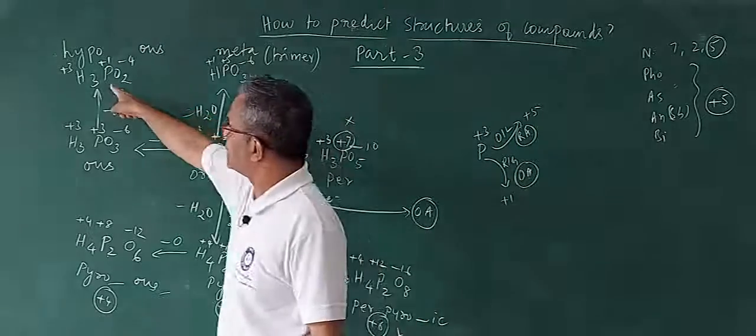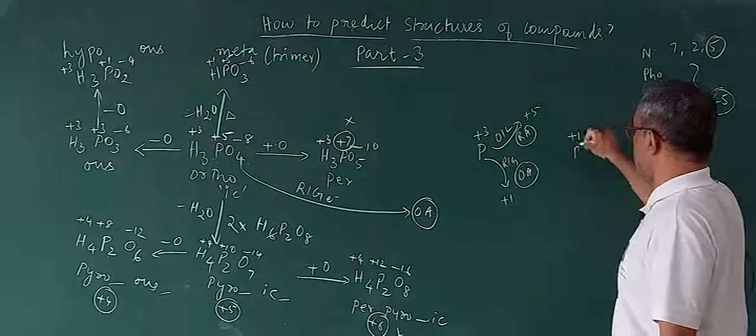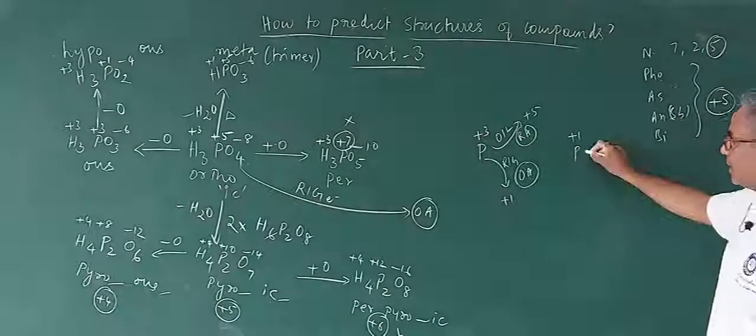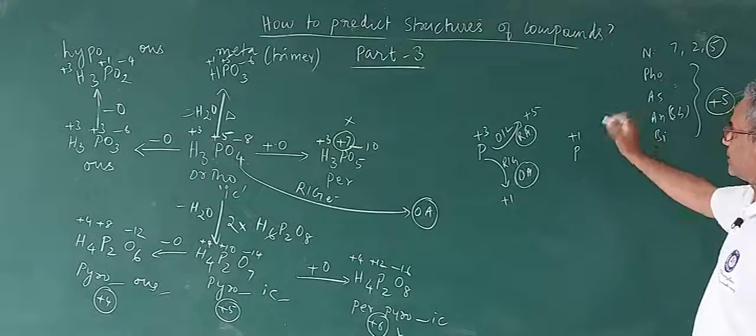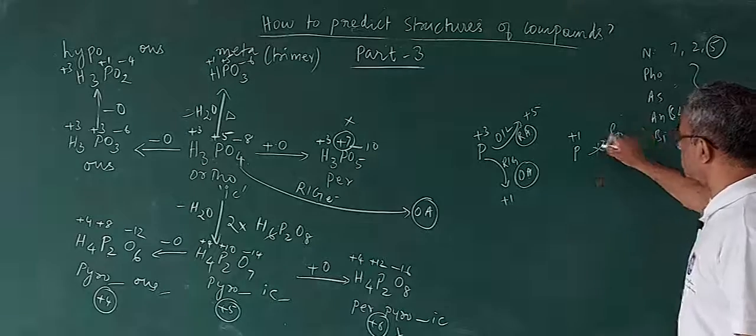Now, if you look at this H3PO2, here the phosphorus is in plus 1 oxidation state. That means it cannot lose electrons to become P0. This is not possible.